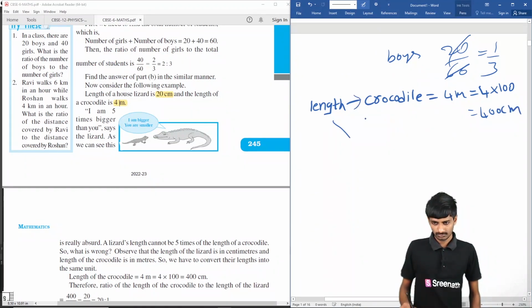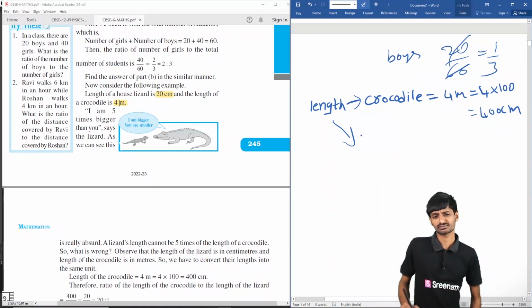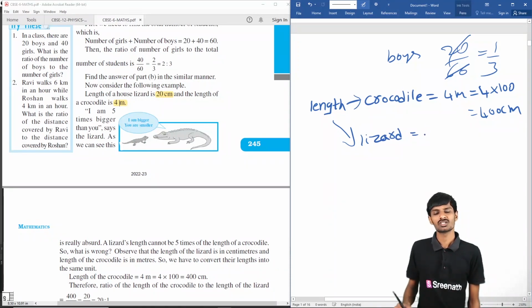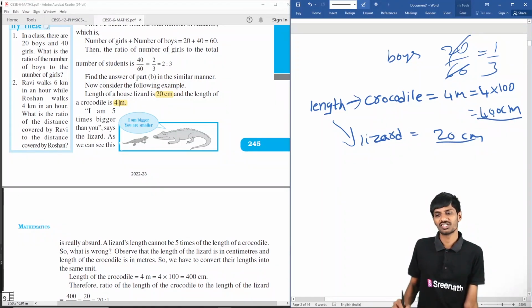And the length of crocodile is this, and the length of lizard is how much? It is just 20 centimeters. So now if you compare, which is bigger? 400 is bigger now.